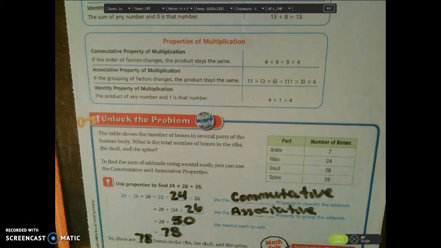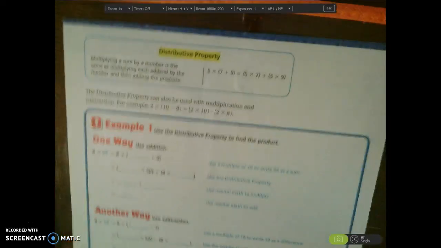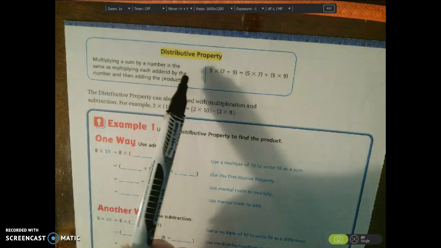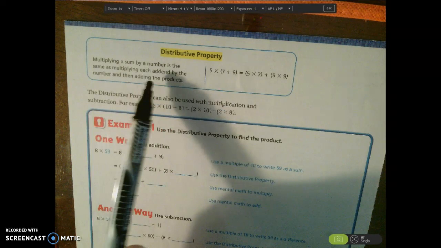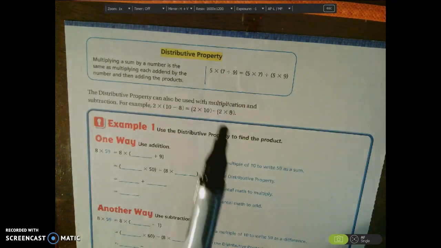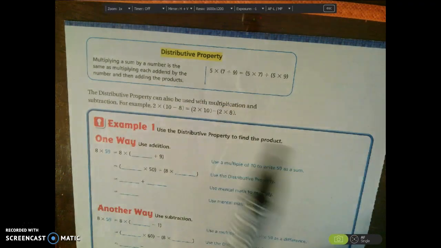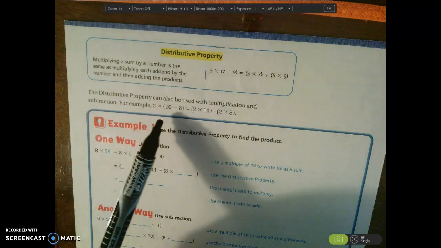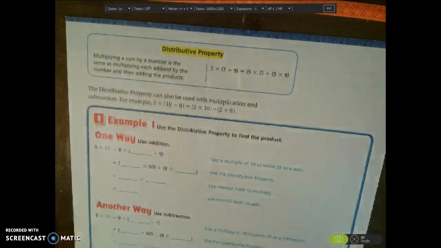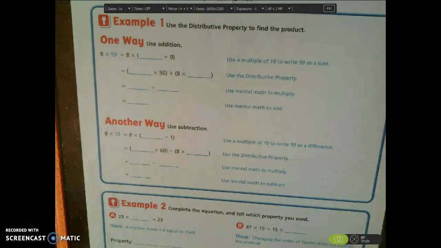Let's go ahead and flip the page to page 18. First we're going to look at the distributive property. Multiplying a sum by a number is the same as multiplying each addend by the number and then adding the products. So here we have an example. The distributive property can also be used with multiplication and subtraction. For example, 2 times the quantity 10 minus 8 equals the quantity 2 times 10 minus the quantity 2 times 8.